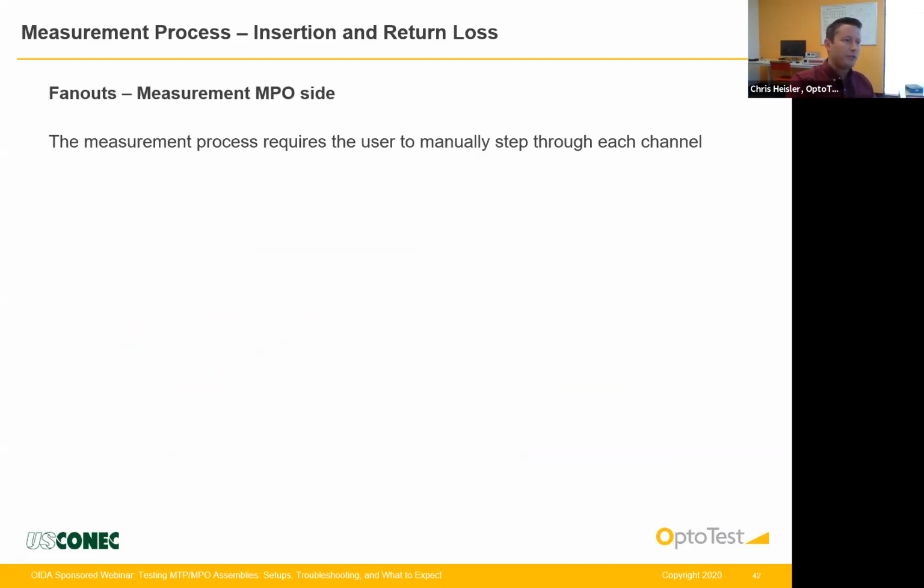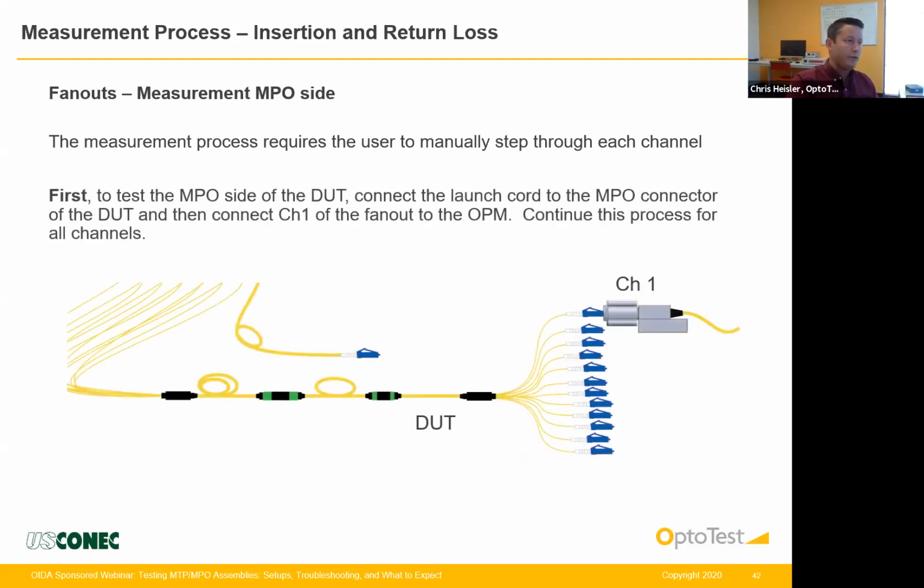The measurement process requires the user to manually step through each channel. So first, to test the MPO side of the DUT, connect the launch cord to the MPO connector of the DUT, and then connect channel 1 of the fan-out to the OPM. Continue this process for all channels.